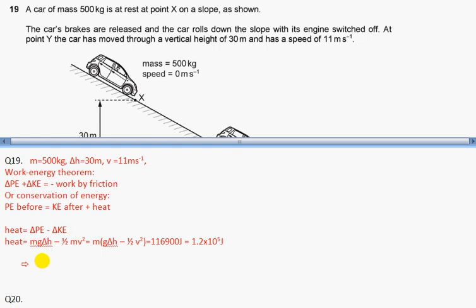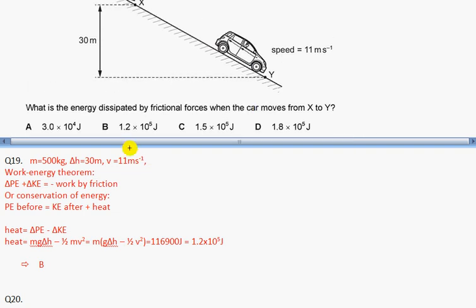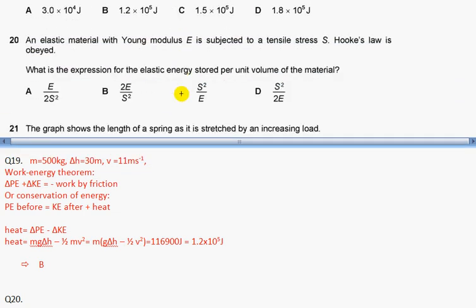So change of potential energy is mgh, change of kinetic energy half mv squared. So we put the value and we get the value with two significant figures.